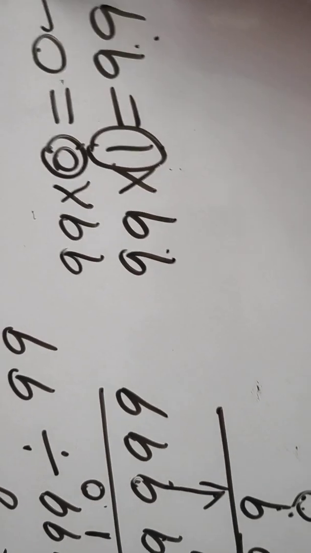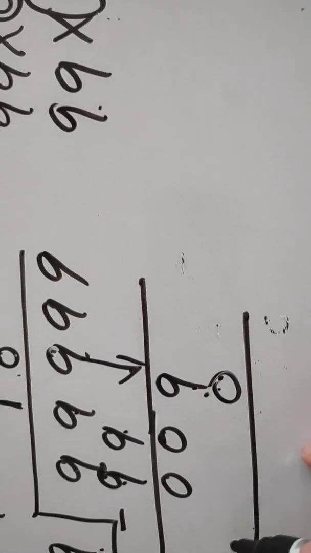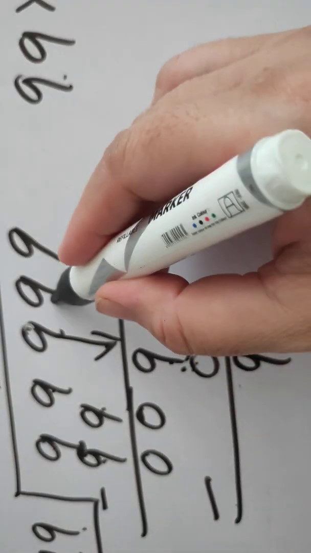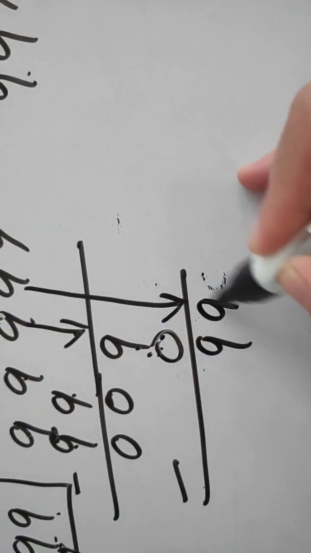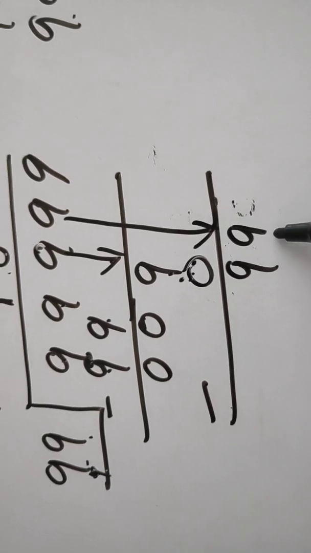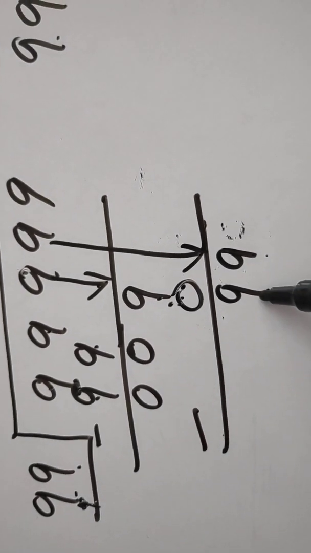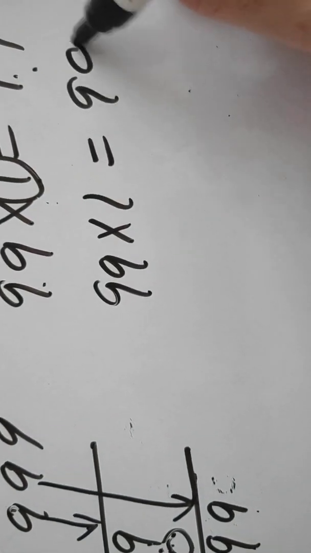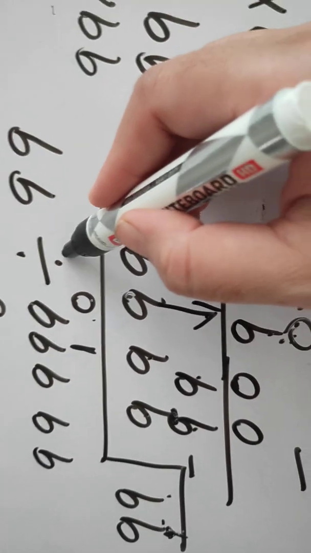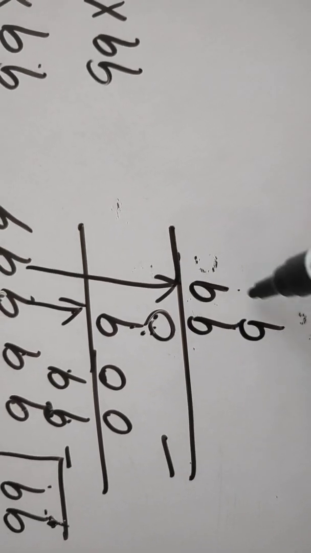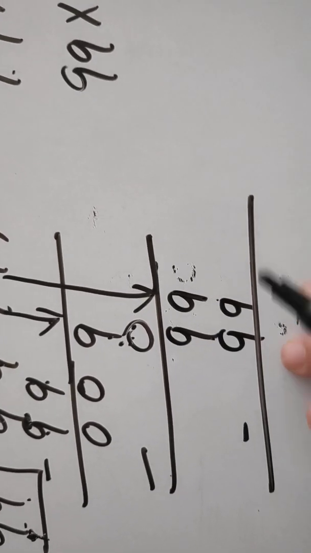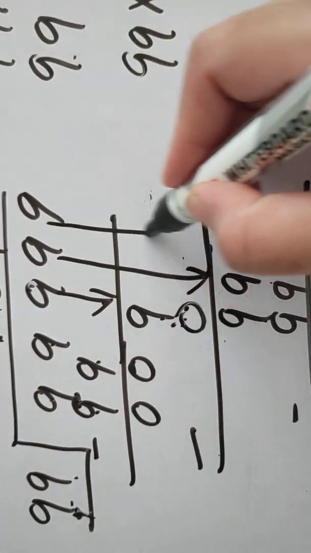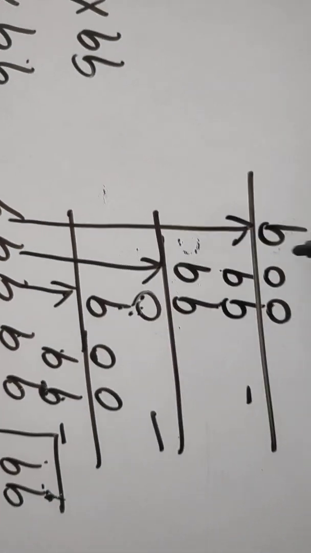99 times 0 is 0. What will be in the product? Product is also 0 here. Now subtract 9 minus 0, it is 9. Bring down the next number, it is 99. Here also 99, so the table goes on 1, 9 ones are 9. 99 we will multiply by the same number, so the table goes on 1. And here the product is 99. You will subtract it, 9 minus 9, 0, 9 minus 9, 0. Again bring down the next number.